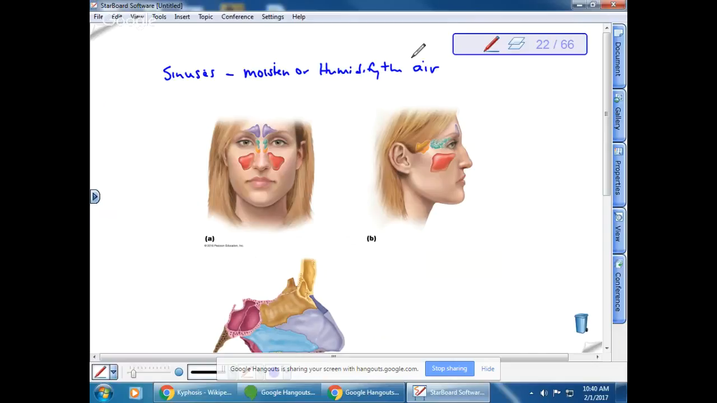And we've kind of looked at these in lab. If we look at them from an anterior perspective, this is called what? What bone is that near? What bone makes up your upper jaw? Maxilla, right? And so this is called the maxillary sinus.